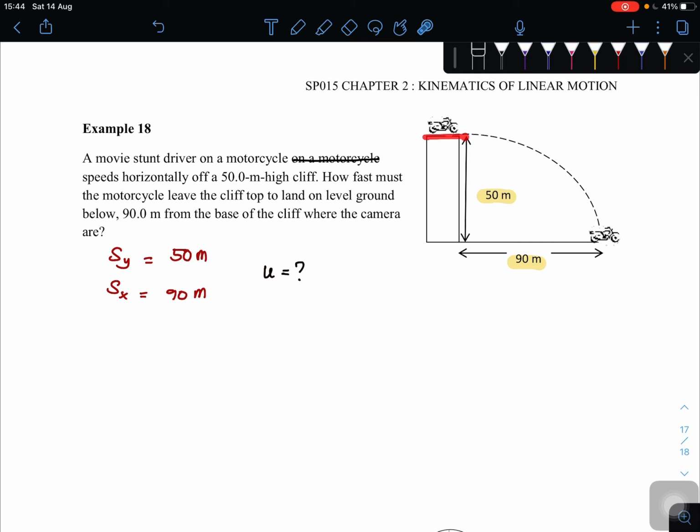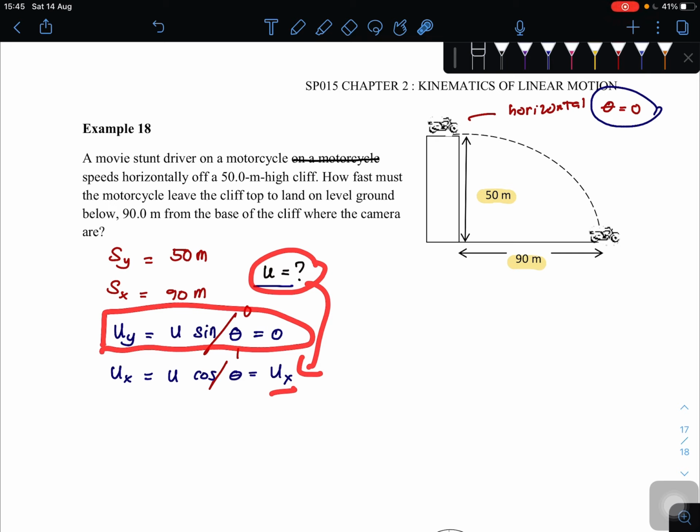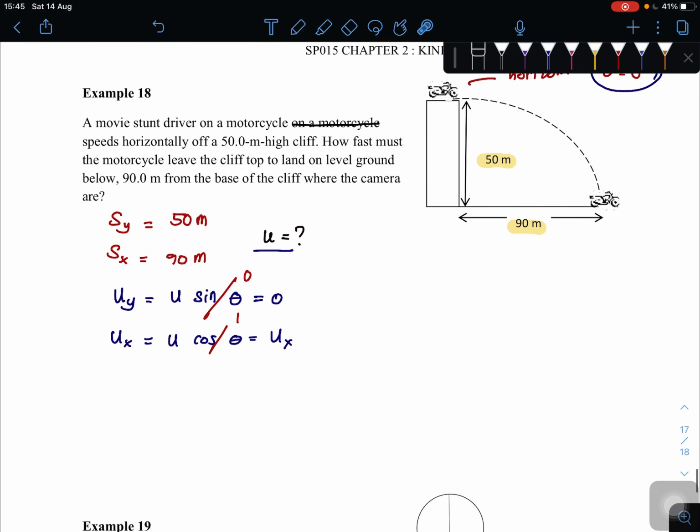Okay, so at this point, in this situation, we have angle equal to 0. We call this a horizontal projectile, where the angle is equal to zero. If the angle is equal to 0, obviously the y component is u sin theta, where sin 0 is equal to 0. So the y component is equal to 0, and the x component is u cos theta, where theta here is 0, so it will be equal to 1. So basically u is equal to ux. What we want is basically the same thing as ux because uy is equal to 0, so we don't have to find the magnitude. Automatically the magnitude is equal to the x component. So basically what we want is to find the ux.